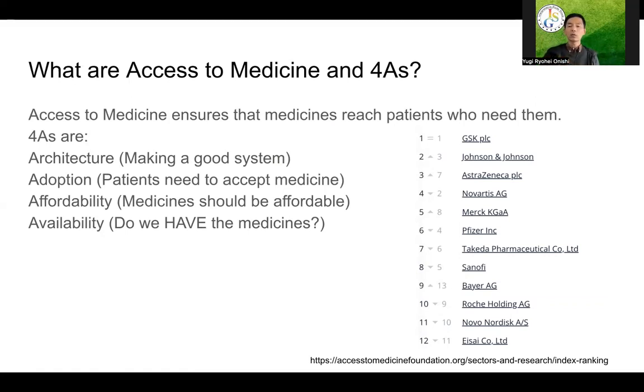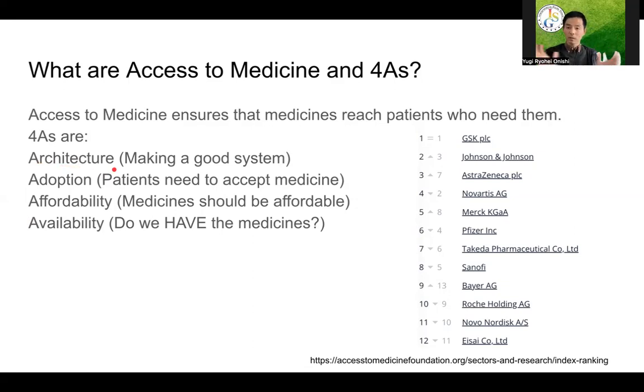And then in order to improve the access to medicine, we need to think about 4 A's. So these are the 4 A's. I say 4 A's because they start with A, okay? So the question is, why are some medicines not reaching the patients? Why do they not get the medicines they need? So reason number 1, architecture.